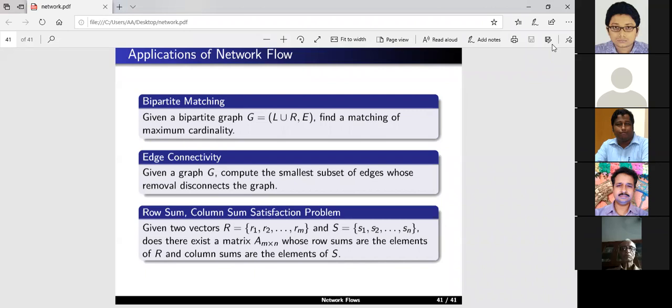So basically, think of this: you are given the row sums and the column sums of a matrix. Now the question is, is there a matrix which has these as the row sums and the column sums? So that is called the row sum, column sum, satisfaction problem. The whole matrix is not given to you. The row sums and the column sums are given to you. Now you ask the question: is there any matrix which has R as the row sums and S as the column sums? Does there exist such a matrix? So that is called the row sum, column sum, satisfaction problem.